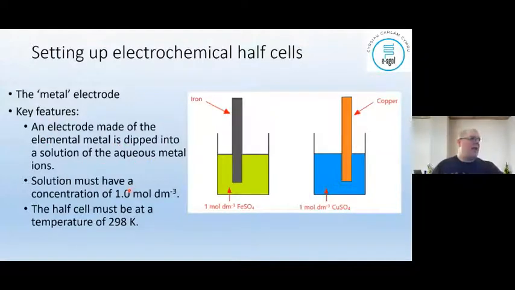The solution has to have a concentration of 1 mole per dm cubed. That is really, really important. That is part of what makes it standard. The other part that makes this standard is that it must be at a temperature of 298 kelvins, which is our standard room temperature. So that is what I consider to be the simplest half cell.